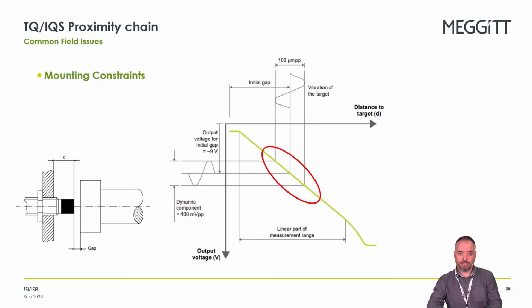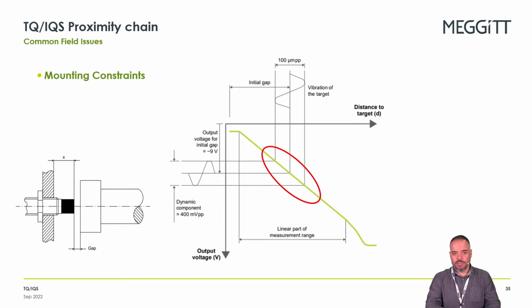Let's look now into some practical aspects related to the probe mounting. As we saw, the measure of the distance depends on the magnetic field generated by the sensor and by the currents in the target, so there are several aspects related to the mounting of the target that should be considered. The first one is the gapping of the sensor.